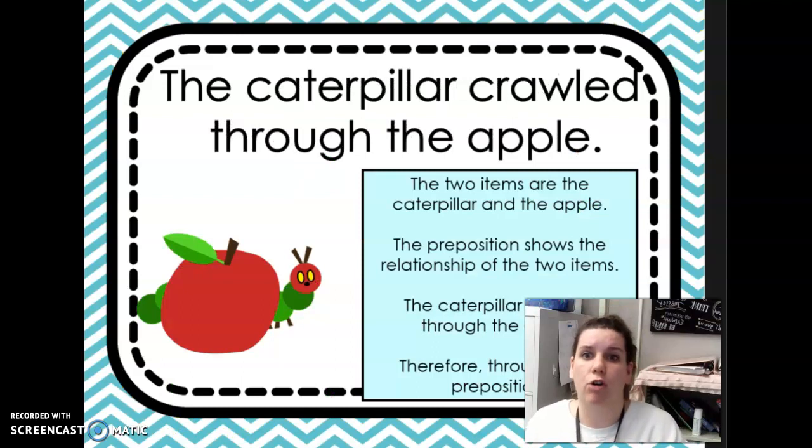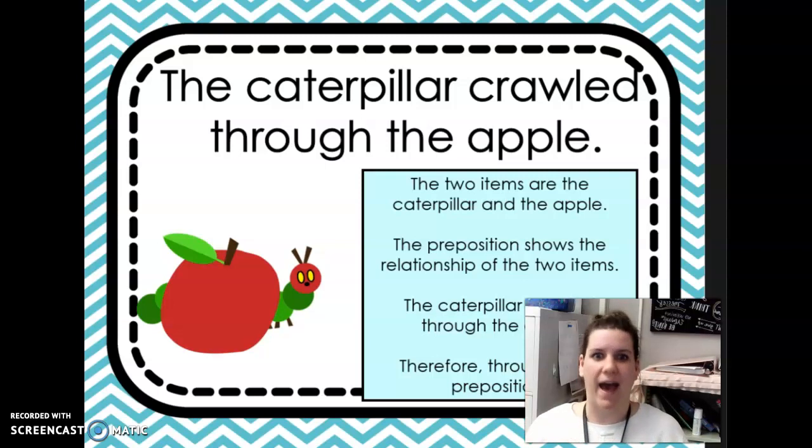The caterpillar crawled through the apple. Okay? Again, we have a caterpillar. We have an apple. How are they related? Well, we know the caterpillar crawled through it. Well, we can't use the word crawled because that's a verb. So what's the relationship between the caterpillar and the apple? He's going through the apple. So through is your preposition in this sentence.